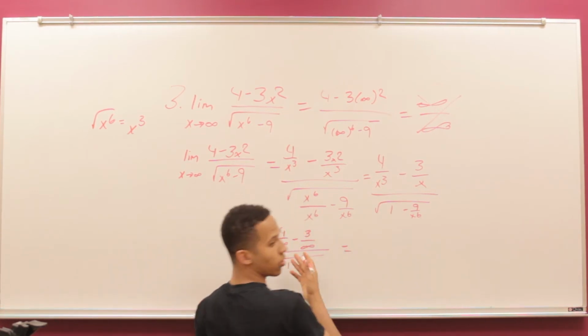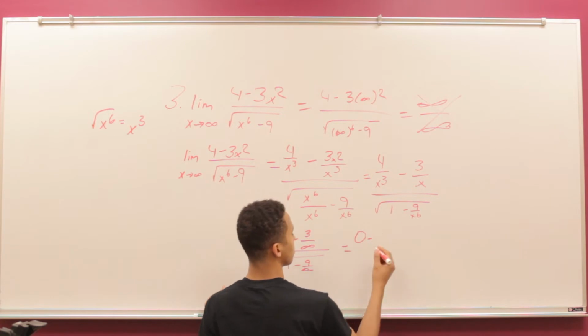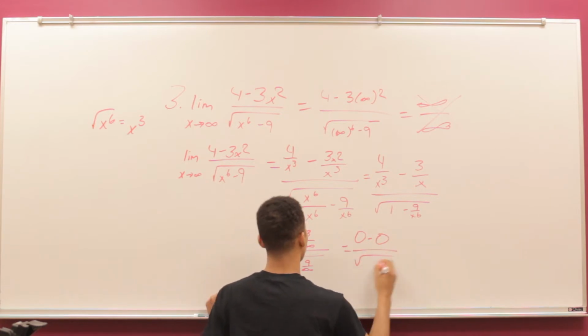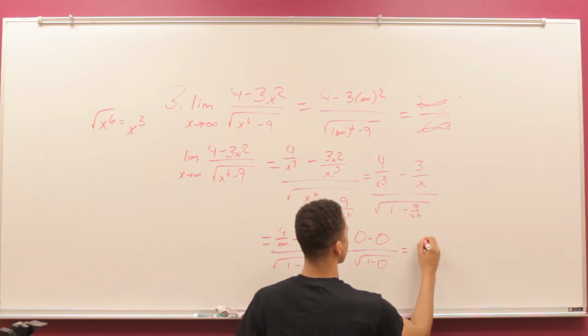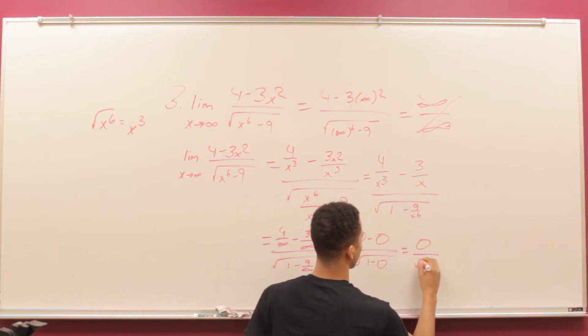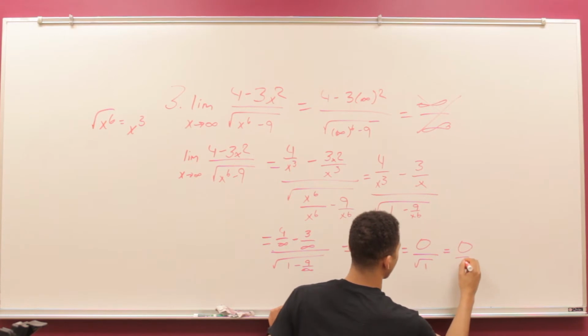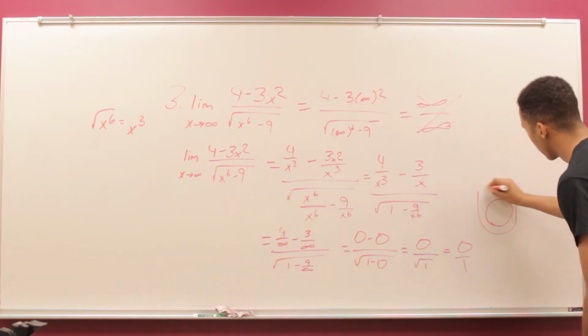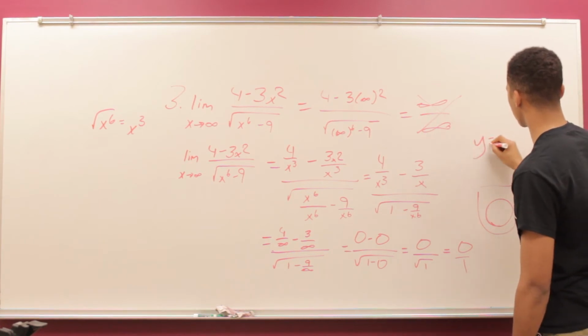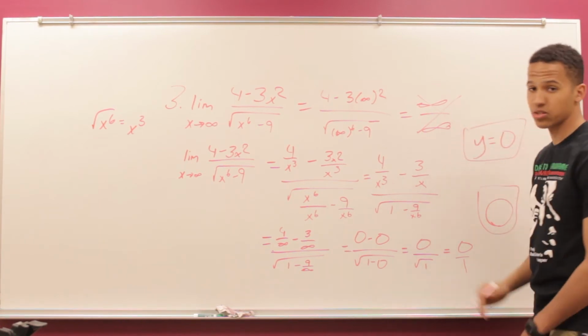Which would equal 4 over infinity, which is 0, minus 3 over infinity, which is 0, over the square root of 1 minus 9 over infinity, which is 0, which equals 0 over the square root of 1, which equals 0 over 1. Therefore, the limit is 0, and the horizontal asymptote is y equals 0. And that is the answer to number 3.